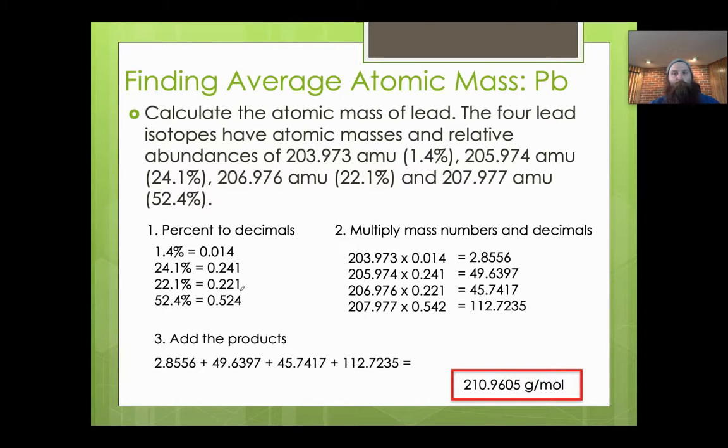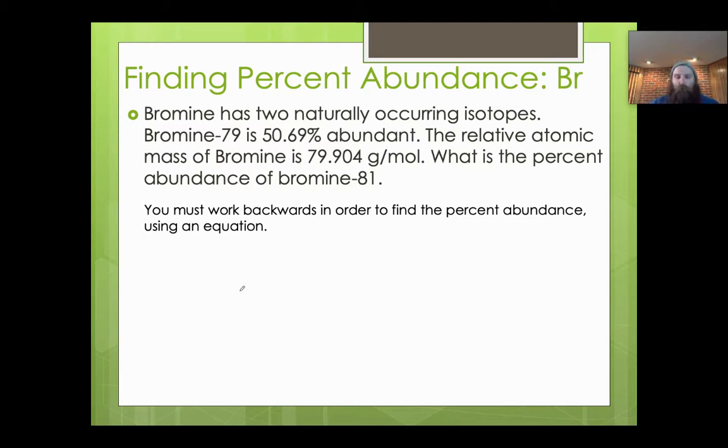All right, so far all we've done is find average atomic mass. Let's find percent abundance, all right? You don't really know a math problem until you can work it both ways. So let's look at this problem.